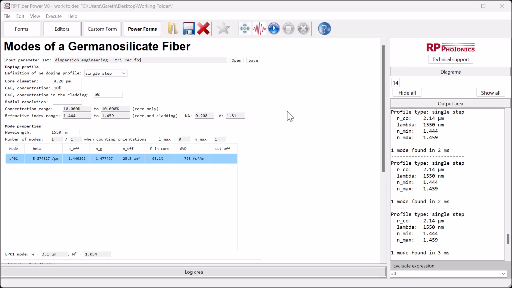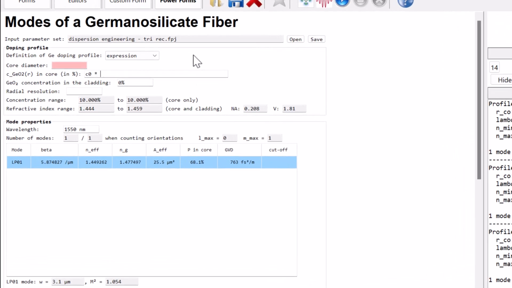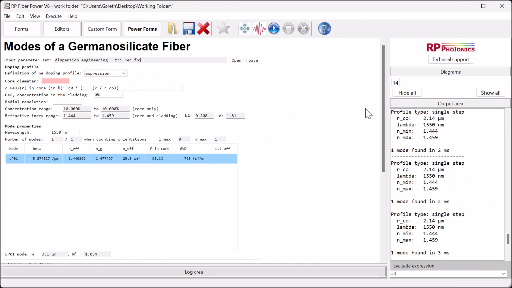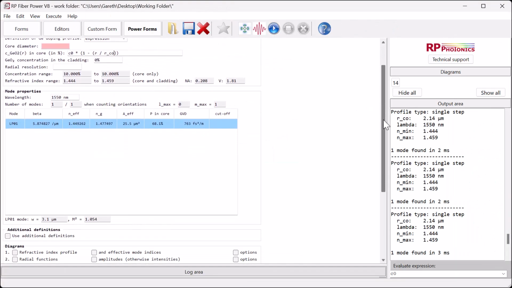One option is to use a triangular doping profile. In the software, we simply enter an expression that varies with the core's radius, starting at the concentration, C0, and decreasing as R approaches the core radius.